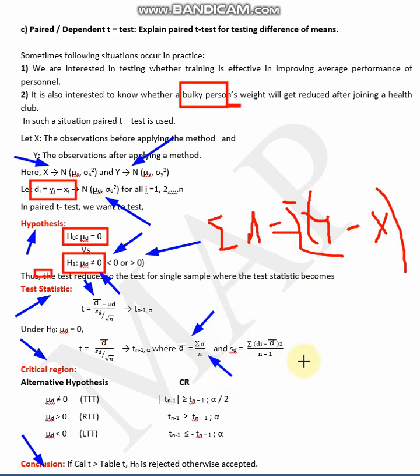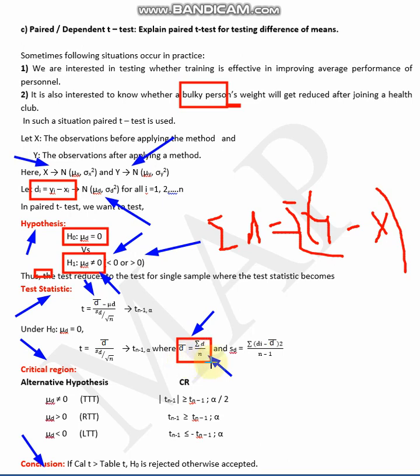So n is nothing but the number of pairs of observations. So how many x and y values are there? Since it is a paired t-test, we are getting the same observations. The sample sizes of x and y are the same, and we are recording the observation on a single individual. So a bulky person is there, and we are recording the weight before joining a health club and after joining a health club. So therefore this d bar now comes out to be summation d divided by n.